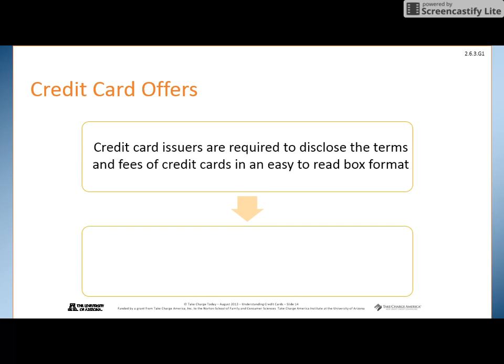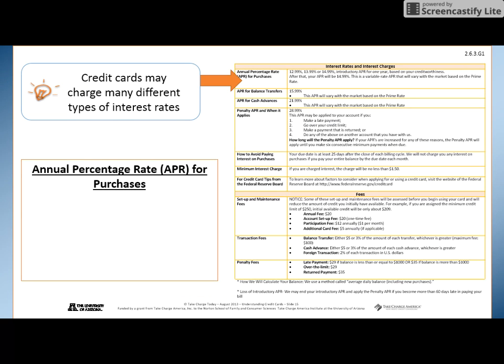So, credit card offers. Credit card issuers are required to disclose the terms and fees of the credit card in an easy-to-read format, and this is called the Schumer box. So this would be the terms and fees of the credit cards, all listed out in what is called a Schumer box. Important term there. So here is an example of a Schumer box to the right.